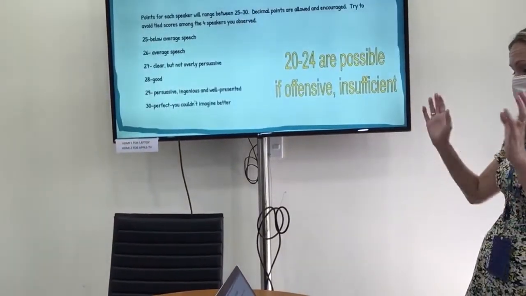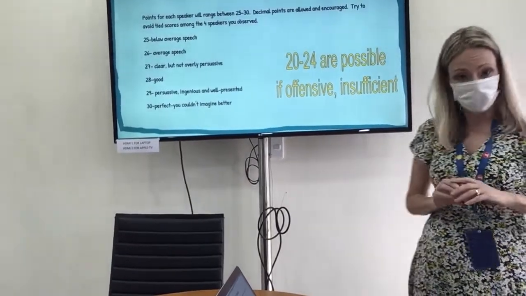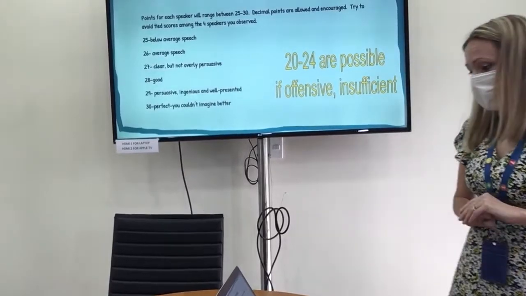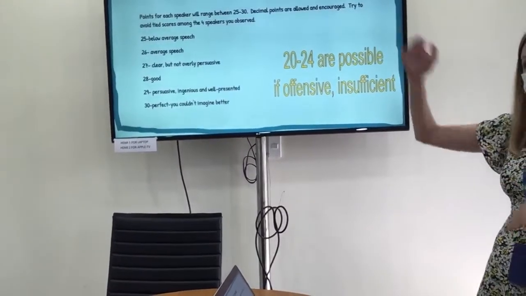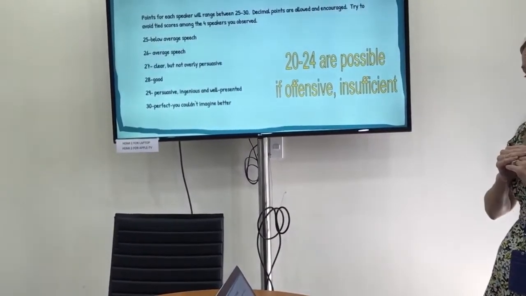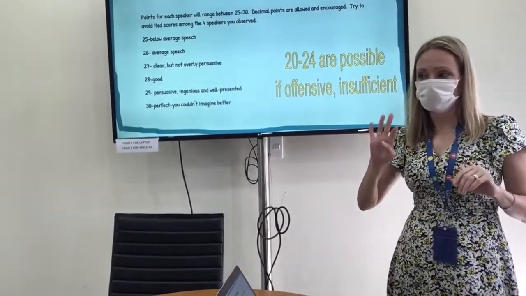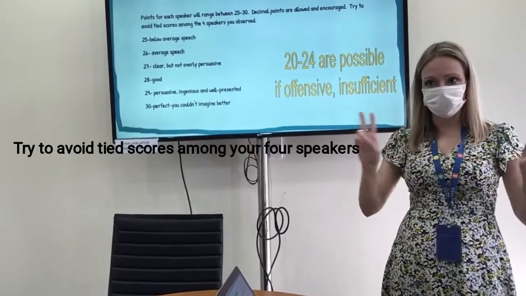So 20 to 24.5 is possible. 0.5s are possible. Probably 25 to 30 is the range that you're looking at, and try to avoid tied scores among the 4 speakers. So you've got 2 members of 2 teams.